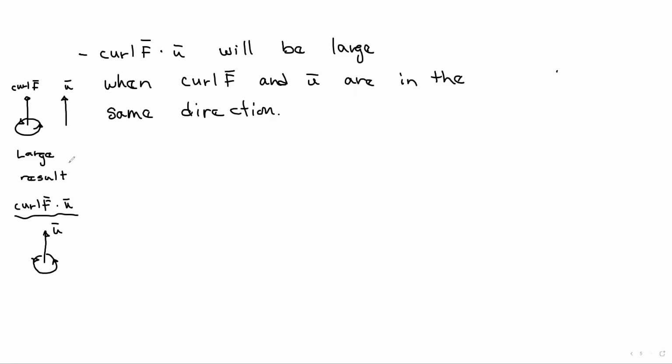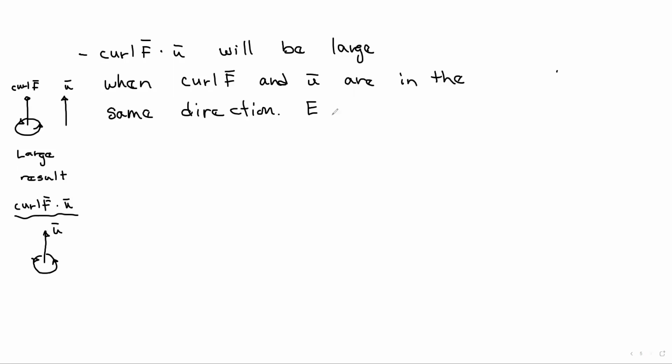the rotation around u. So if curl of f dot u is large, which means that u and curl of f are parallel, then you can replace curl of f with u. And what this will do is give you a measurement for how much rotation there is around u. All right, let me try and write that out.